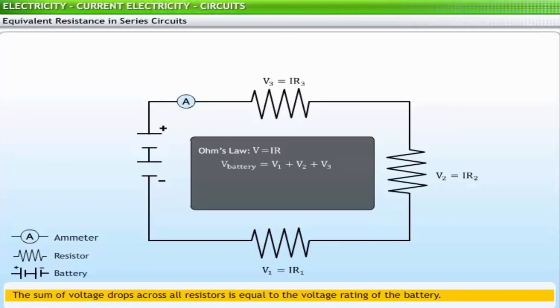Substituting the values of individual voltage drops in this expression, you get IR is equal to IR1 plus IR2 plus IR3. By solving this expression, you get the equivalent resistance of series circuits, R, as the sum of resistances of each resistor in the circuit. Hence, R is equal to R1 plus R2 plus R3.